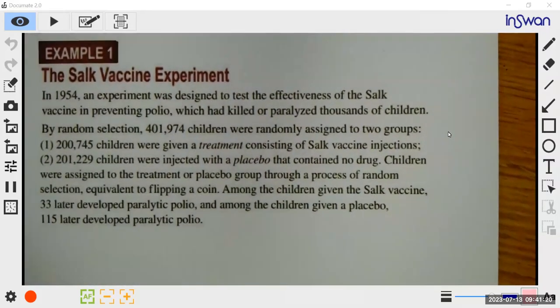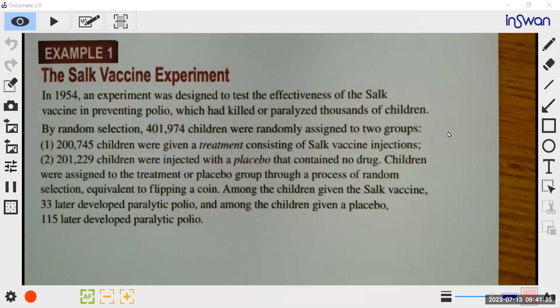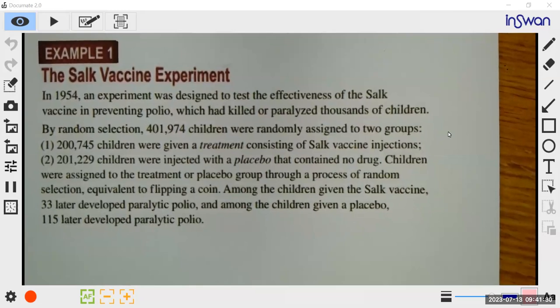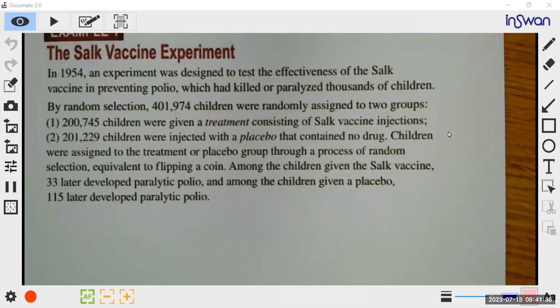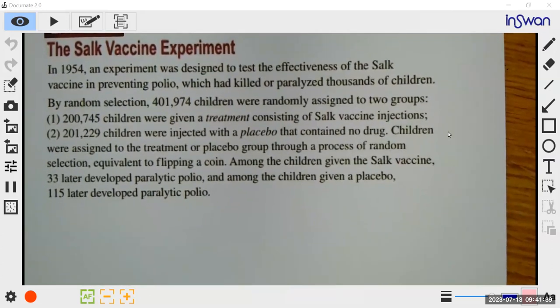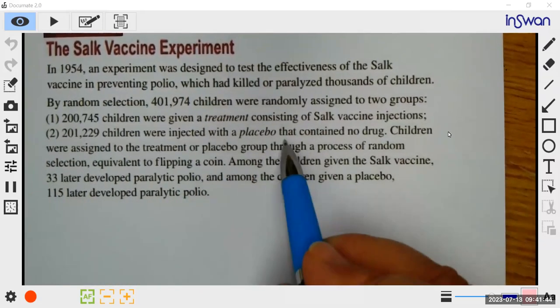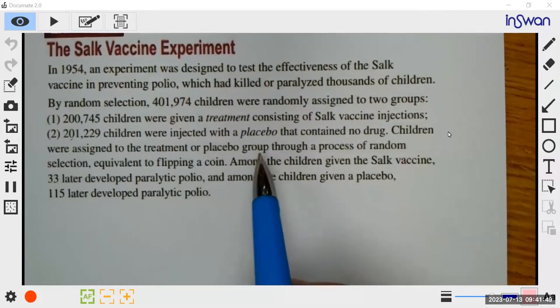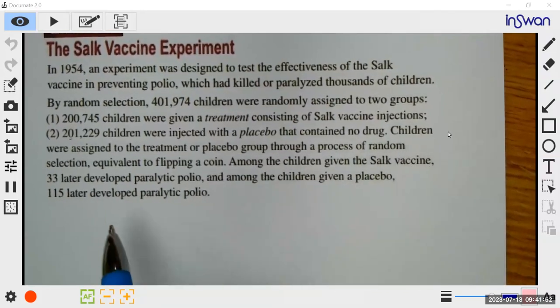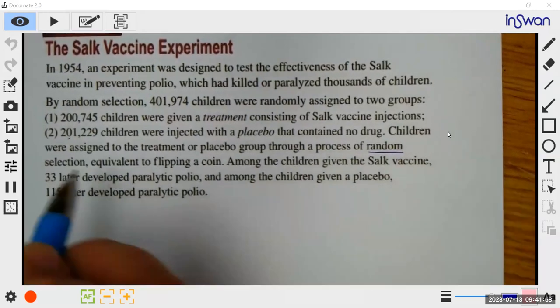Here's an example. The Salk vaccine experiment. In 1954, an experiment was designed to test the effectiveness of the Salk vaccine to prevent polio, which has killed or paralyzed thousands of children. By random selection, 401,000 children were randomly assigned to two groups. In group one, 200,000 students were given a treatment consisting of the Salk vaccine injection. 201,000 children were injected with a placebo containing no drug at all. The children were assigned the treatment or placebo group through a process of random selection.